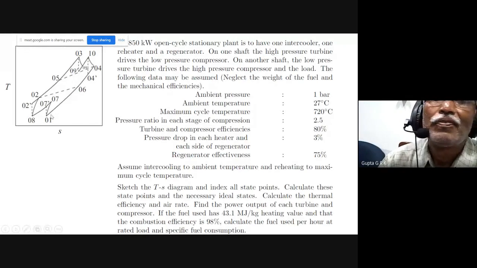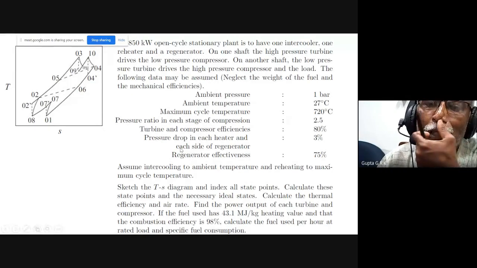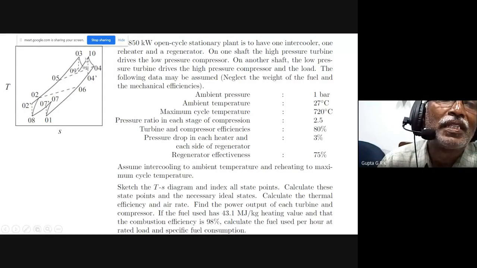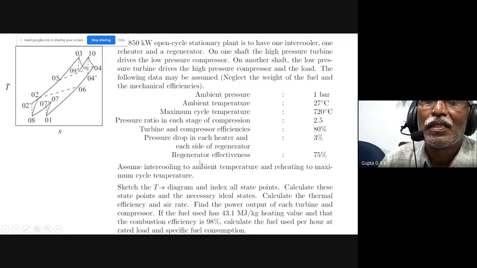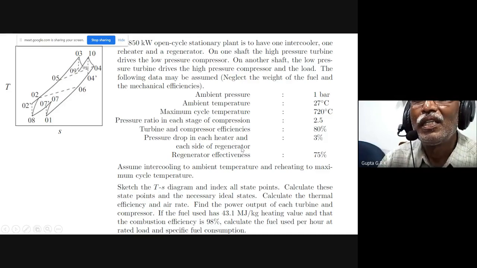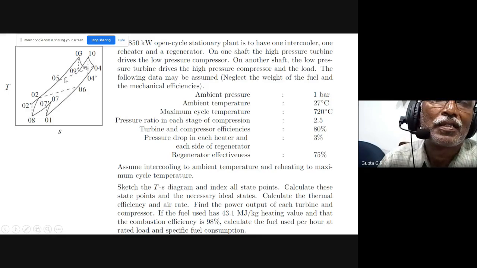Then there is pressure loss in each heater and on the air side of the regenerator. So the pressure here will be equal to P02 minus the losses. There are two pressure losses: one in the reheater and also in the combustion chamber and heat exchanger on the air side. Both are 3%, so a total of 6% will be lost. So P02 into 1 minus 0.06 gives me P03. Similarly, P09 into 1 minus 0.03 gives me P10.